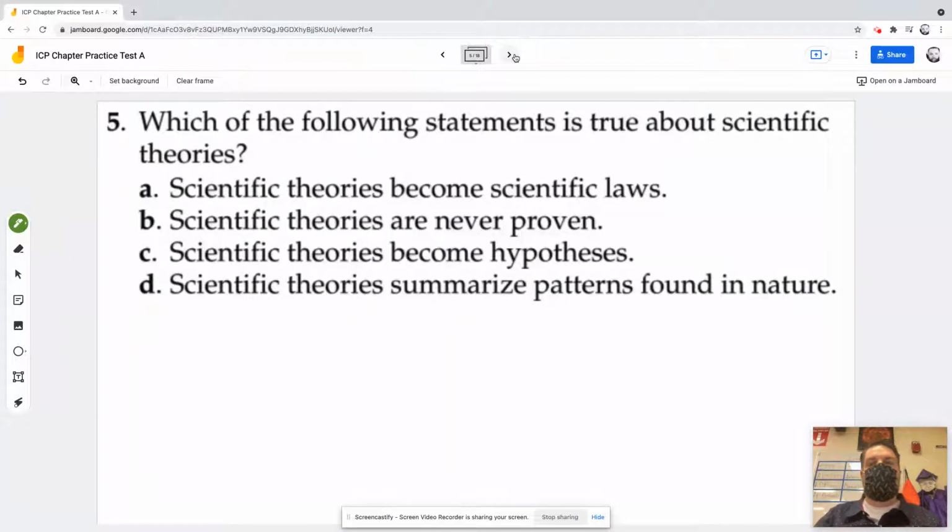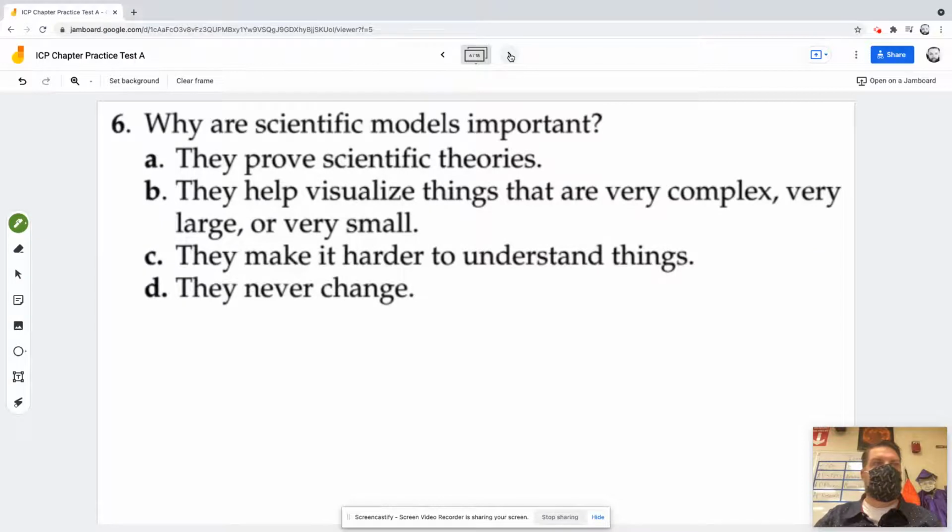Question number 5, it says, which of the following statements is true about scientific theories? B, that's correct. Man, you guys are going to do great on this test. Scientific theories are never proven. Okay? Let's go on to question number 6. It says, why are scientific models important?